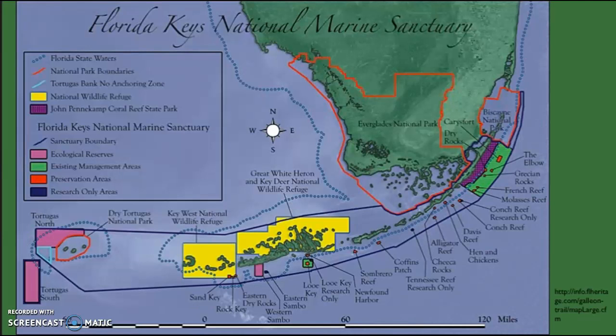So each zone has different prohibited activities, which are specialized based on the needs of that zone. This helps allow for continued use of the sanctuary by humans, as well as the continued protection of the ecosystem. The largest zone is the ecological reserves, which you can see in pink. These zones are large, contiguous habitats that are important for marine life.